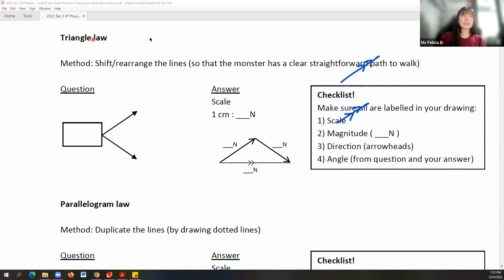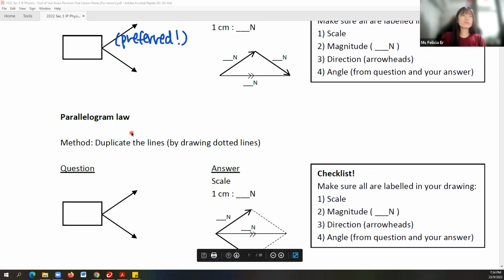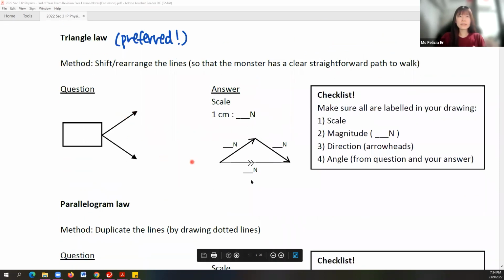For the first one, it will be the triangle law. Personally, I would prefer you all to draw the triangle law as compared to the parallelogram law. For the triangle law, you only need to draw 3 lines, as compared to the parallelogram law, where you need to draw 5 lines. The more lines you draw, the more likely you make mistakes. If every line you make a mistake of 0.1 cm, then if you times 5, the effect will be magnified. So I prefer you do the triangle law because you draw fewer lines, make fewer mistakes, and save more time in the exam.